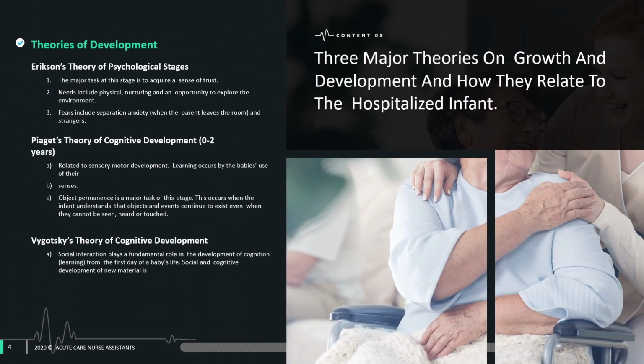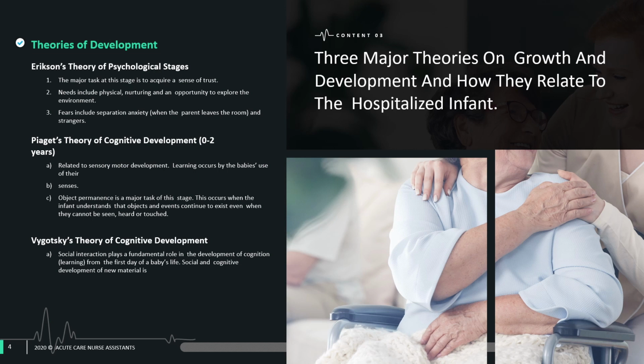Content 3. Three major theories on growth and development and how they relate to the hospitalized infant. Erikson's theory of psychological stages. The major task at this stage is to acquire a sense of trust. Needs include physical, nurturing, and an opportunity to explore the environment. Fears include separation anxiety, when the parents leave the room, for example, and strangers.